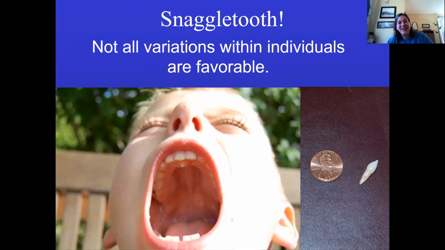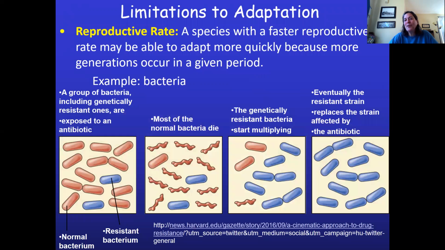Also, this is a friend of mine's kid. He's in high school now, like you guys, but he had this thing called a snaggletooth right in the middle. So sometimes not all variations are going to be favorable, and then not lead to reproductive success and get carried on in the population. So there's more to it than that, but that's kind of my take. The other thing that can be a limitation is reproductive rate.